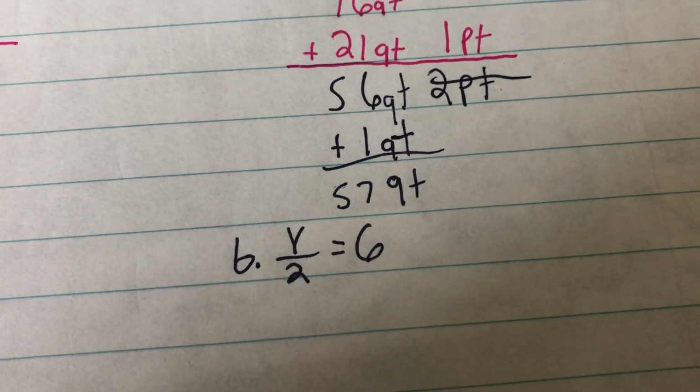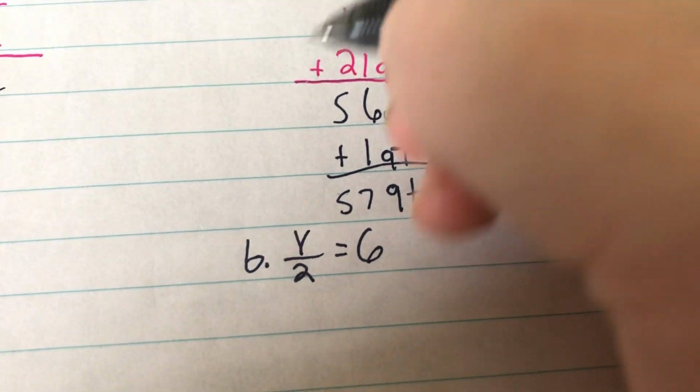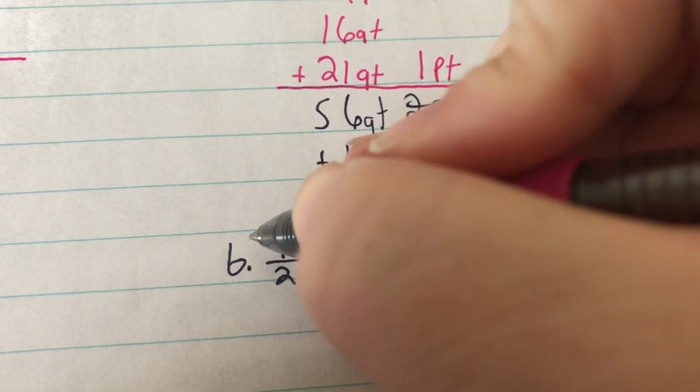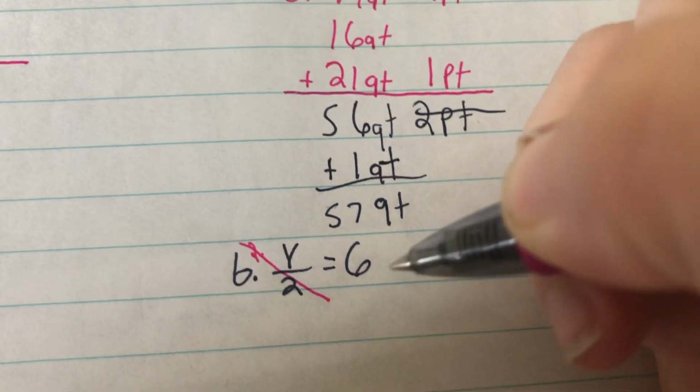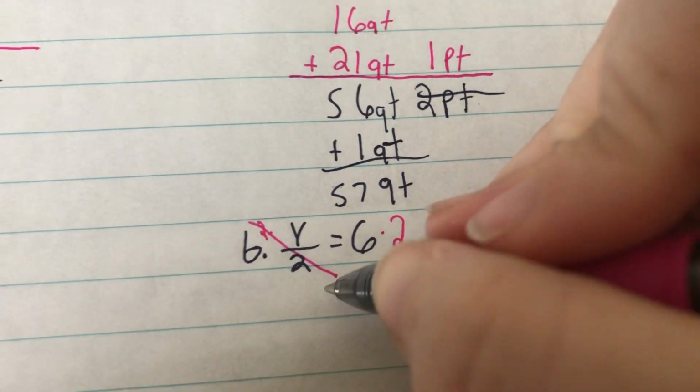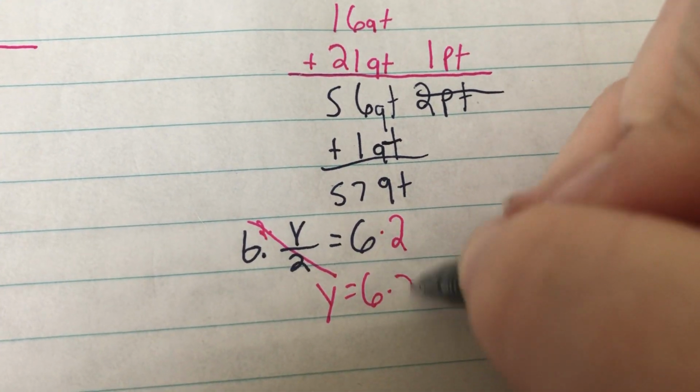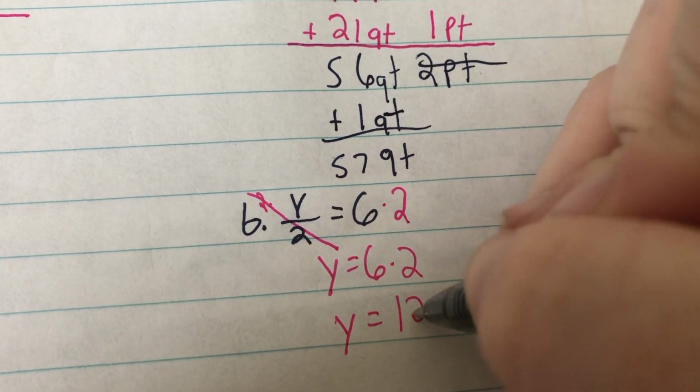B, y over 2 equals 6. Since it's divided by 2, times both sides by 2. That cancels out. 6 times 2. Y equals 6 times 2. Y equals 12.